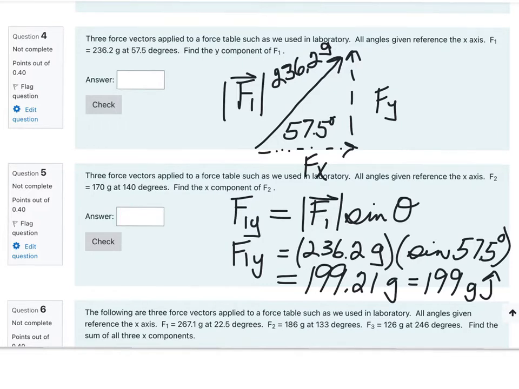And I should mention that grams is really a mass, not a force, but the weight of something and its mass are related. And we'll learn about that later when we study force next week. Okay, where should we go from here?